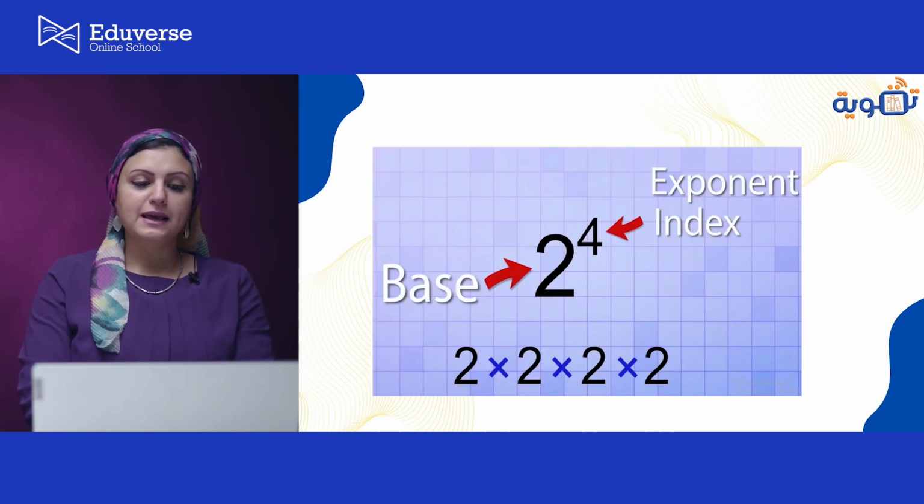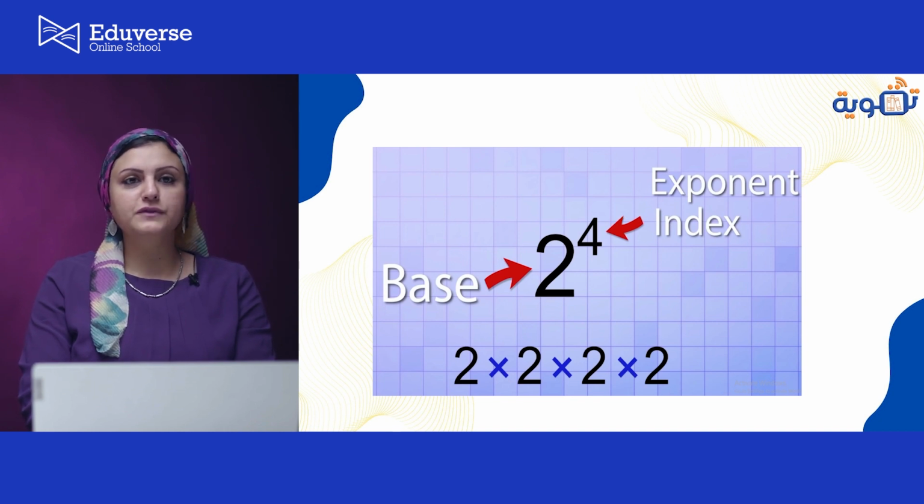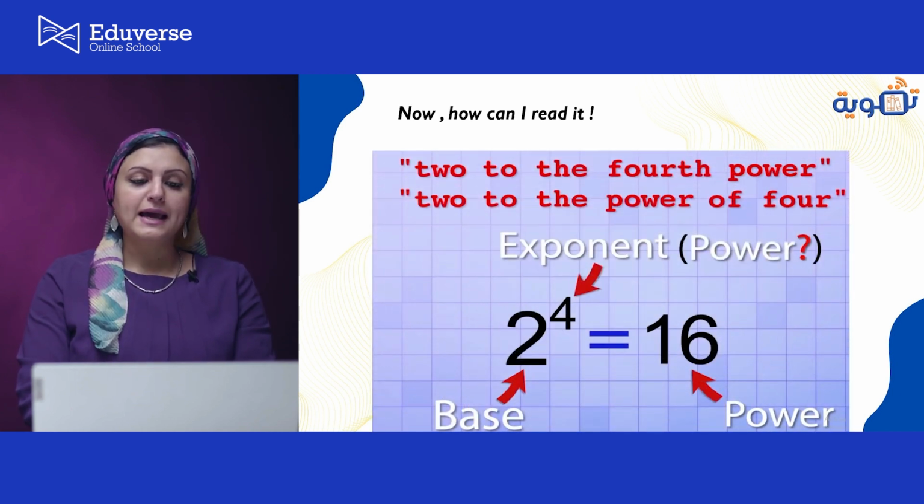Now, check this. How can we write it? We put the repeated number in its place. Here, in this case, it's 2 multiply 2 multiply 2 multiply 2, so the repeated number is 2. This is called the base. And here, over it, we put the number of times that this number repeated. So, it repeated 4 times, so I put 4 over it, and this is the exponent or the index or the power. Now, how can I read it? I can read it 2 to the 4th power or 2 to the power of 4.